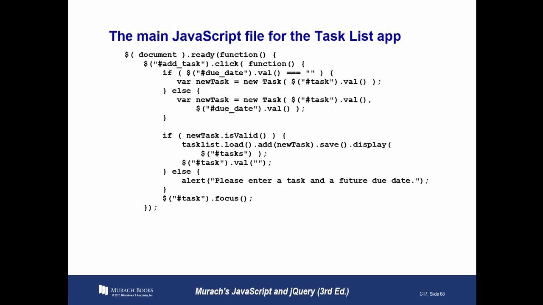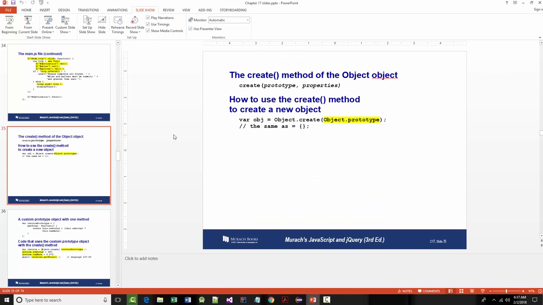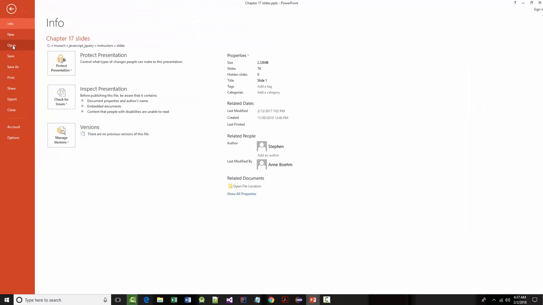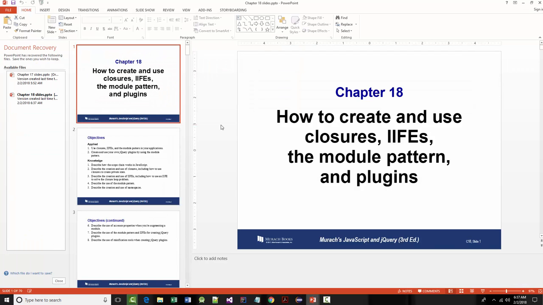That's pretty much it. All right, which leaves us only with one more chapter to go in here, and that last chapter, chapter 18, another very complex chapter, is on how to create and use closures, IIFEs, which are actually known as IFEs. All right, we'll talk about the module pattern and plugins, and I will be back to go over that particular chapter, the last one in our text, shortly.